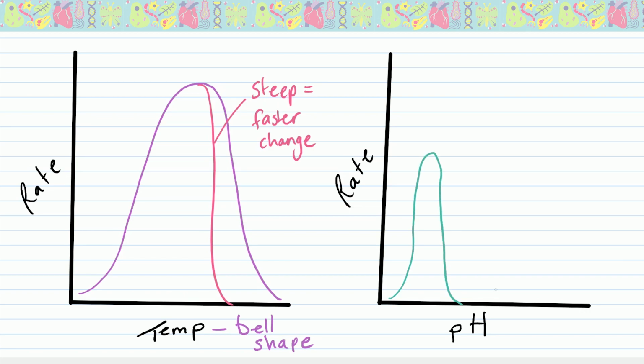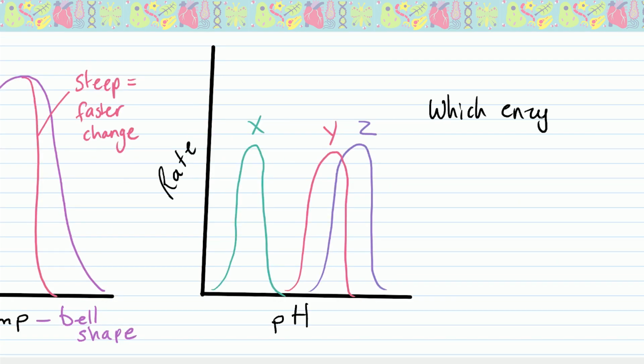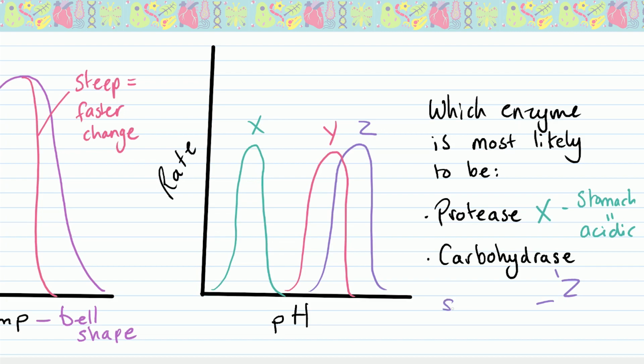And if you have pH, you'll often have smaller peaks or separate peaks. This is due to enzymes having very different pHs at which they work best. So if you look at this one and you have to guess which one is the enzyme most likely to be protease and most likely to be carbohydrase, hopefully you guessed that X is going to be protease, because that's found in the stomach, so it's acidic, and carbohydrase works in the small intestine, so the conditions there are going to be alkaline.